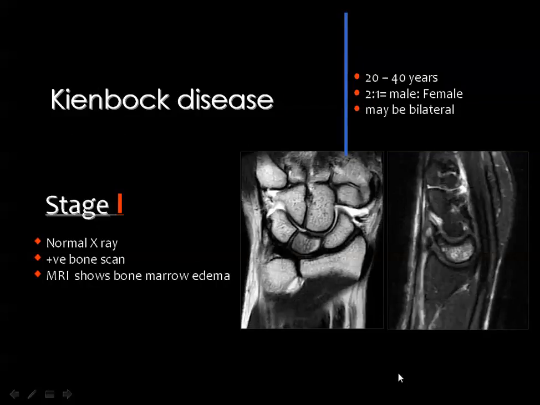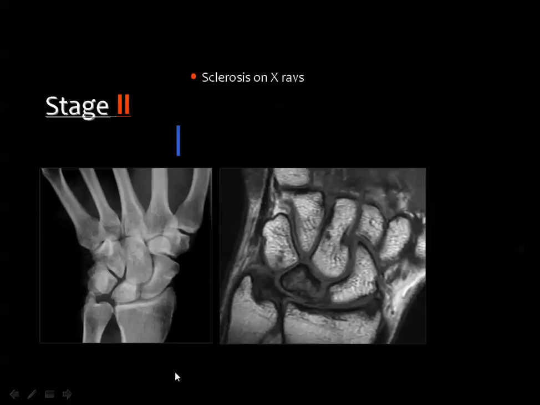Kienbock disease is the avascular necrosis of the lunate, and we have 4 stages of avascular necrosis of the lunate bone. Number 1 is bone marrow edema, and bone marrow edema will appear of dark signal in the T1 and bright signal in the T2 gradient and the STIR images. This will not be seen in the plain X-ray, but it will appear in the bone scan.